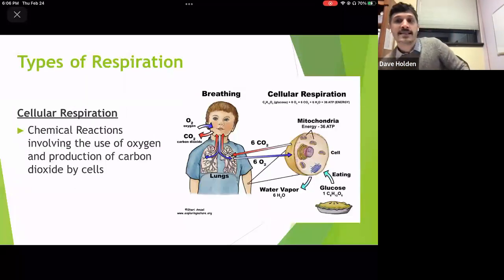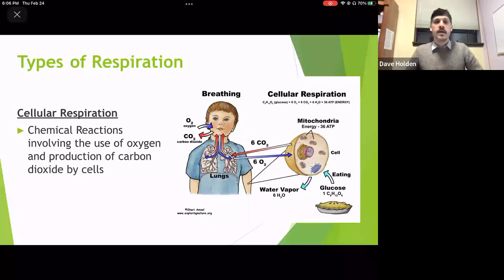The third kind is cellular respiration. Cellular respiration occurs within the mitochondria. So what's the one thing we know about mitochondria, guys? Go ahead and say it. Yeah, Lindsay, you're muted, but I could read your lips. You got it right. Mitochondria is the powerhouse of the cell because they produce ATP.